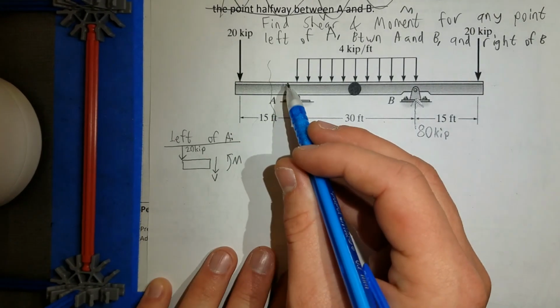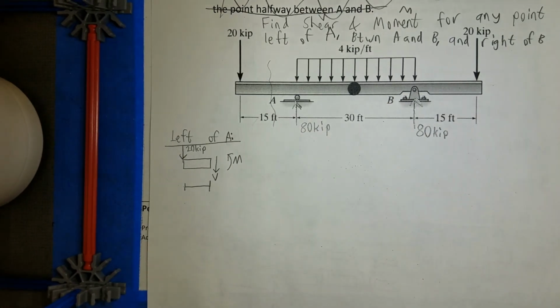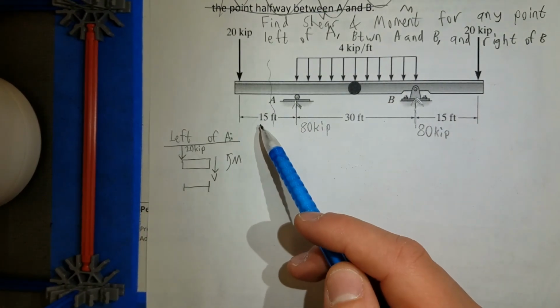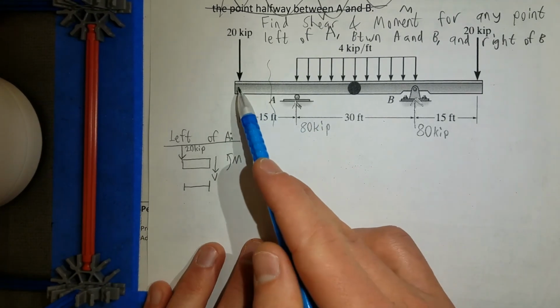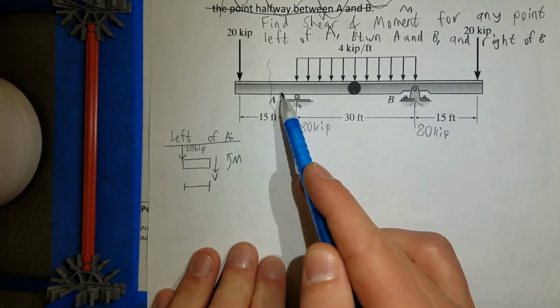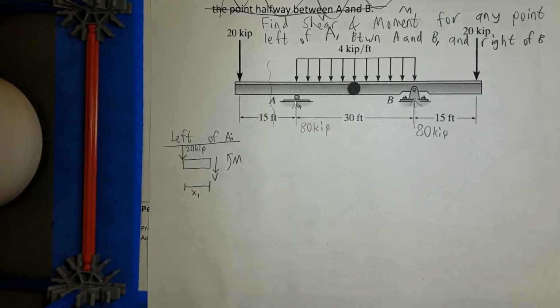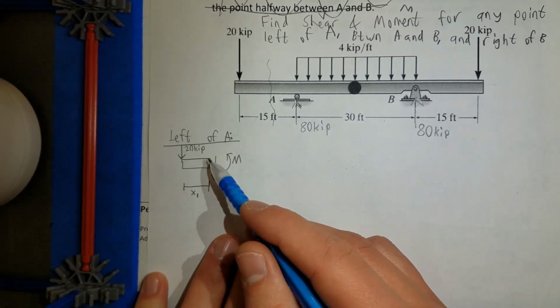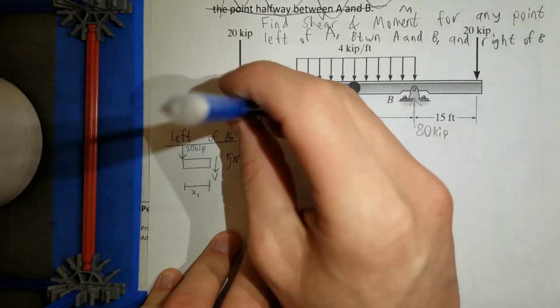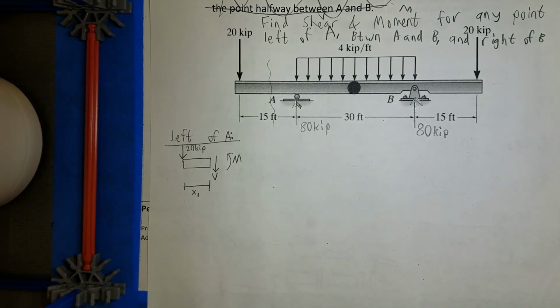And the last thing we want to draw is our distance. And this is where it gets a little different, is instead of drawing a set distance, like the 15 feet here, we have a range of any distance along this here. So we're going to go ahead and label this distance as x1. So what we want to do is just use our equilibrium equations just as we would normally for this one.